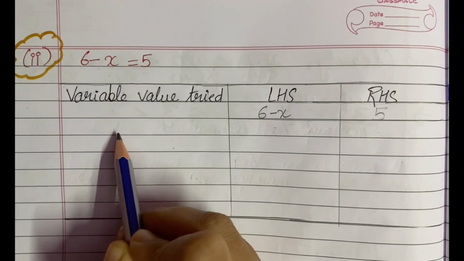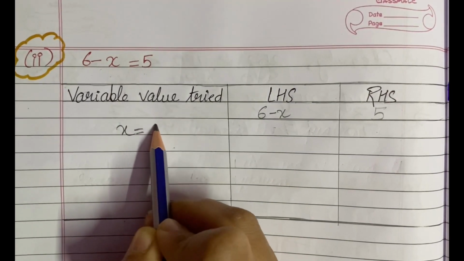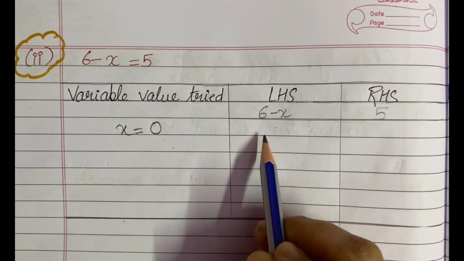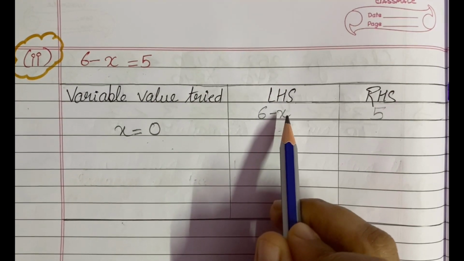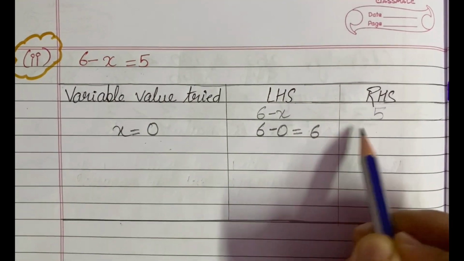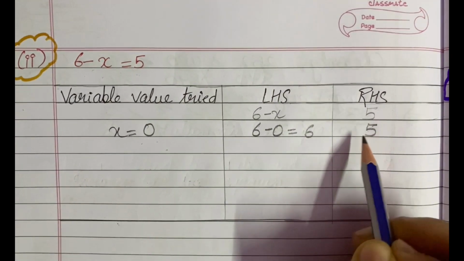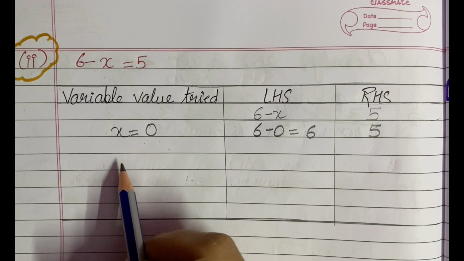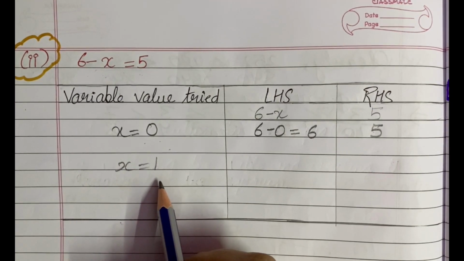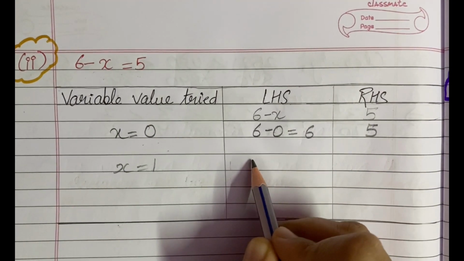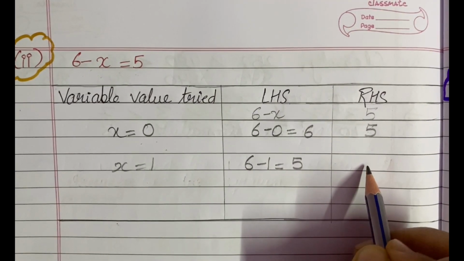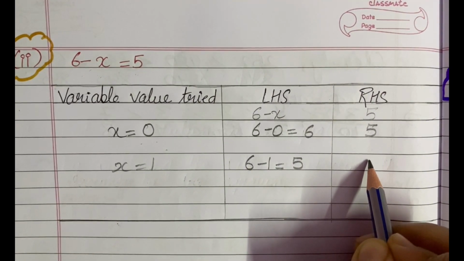First of all, I am taking the value as x is equals to 0. Now if I take x as 0, then on putting x as 0 in the LHS, I will be having 6 minus 0, and that is equals to 6, and RHS will be written as it is, that is 5. Now students, next I am taking x as 1, and on putting x as 1 in the LHS, I will be having 6 minus 1 is equals to 5, and RHS, which is 5, will be written as it is.